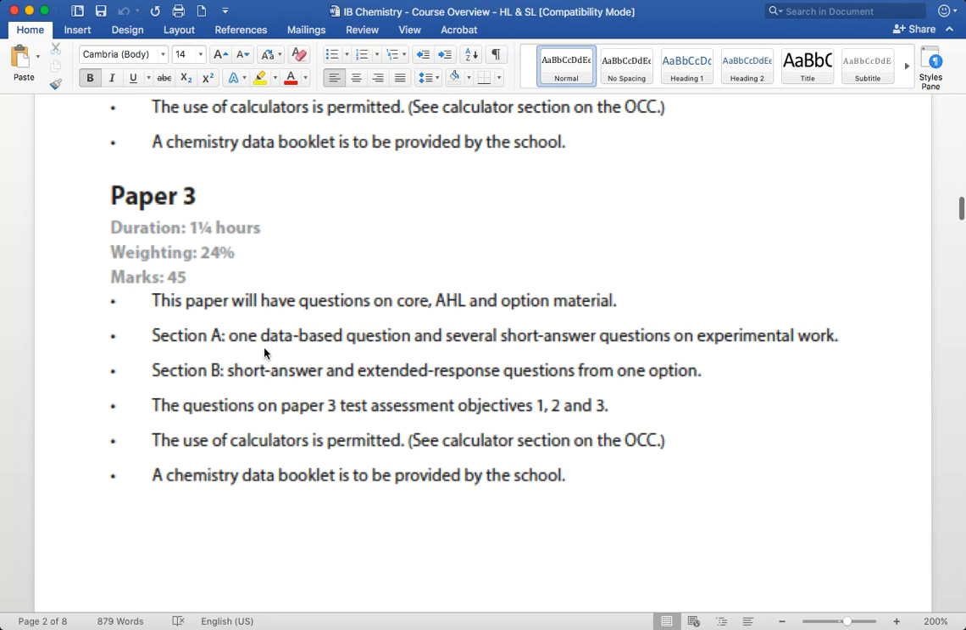And then you have short answer questions in section B. Those questions are all about that option that you've chosen. So that you choose to answer the questions about biochemistry or about energy or about medicinal chemistry, whichever option you've covered in the class. So that's the IB exam.